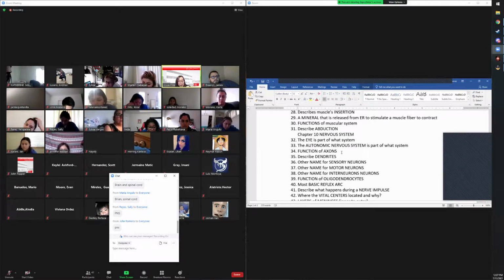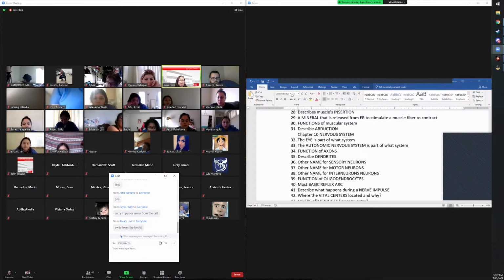Function of an axon. What is the movement of the impulse in the axon? Is it going to the body or going away from the body? Away. Axon away. Axon away.